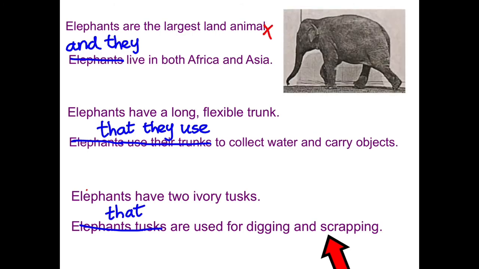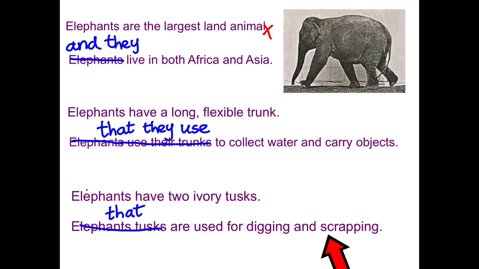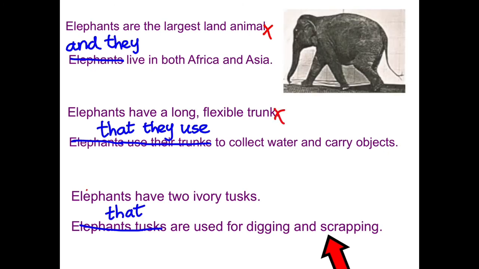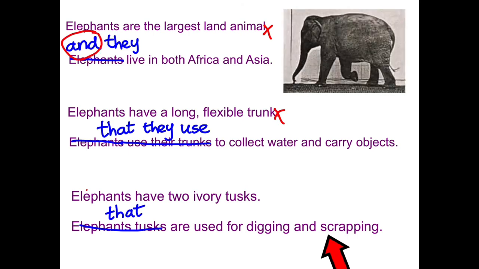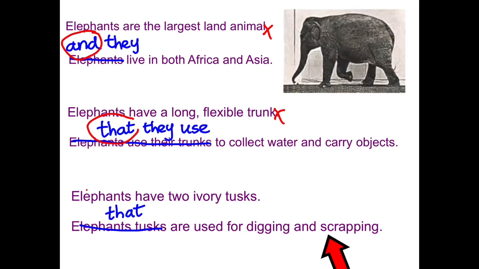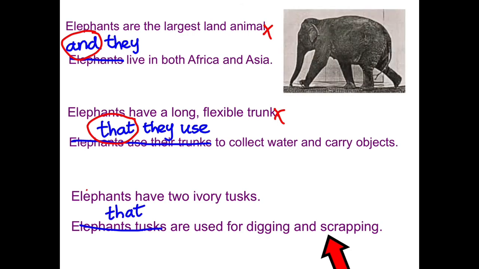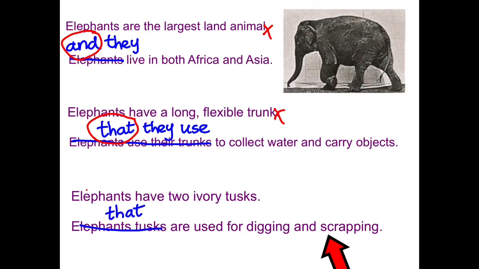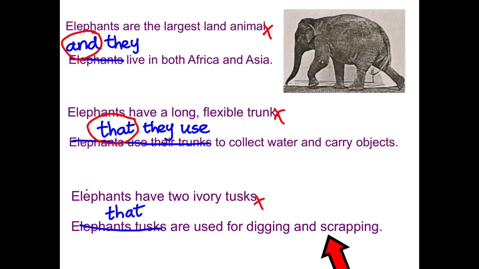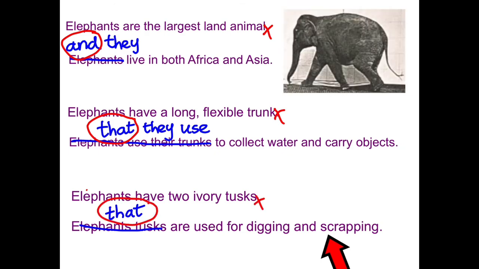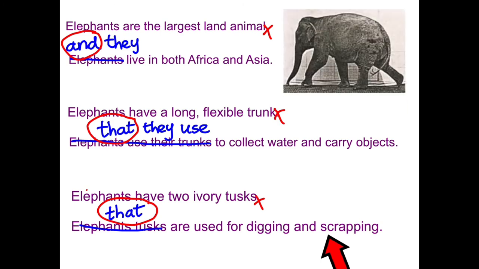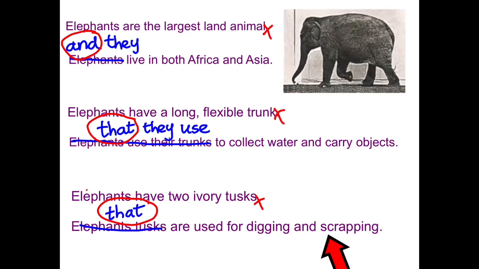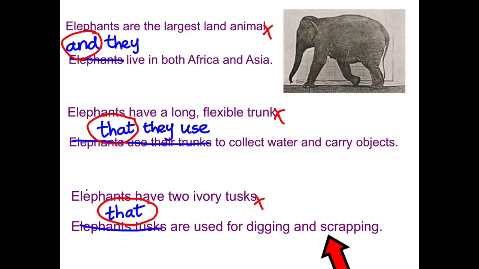Elephants have a long flexible trunk that they use to collect water and carry objects. Cross out that full stop. So this one I used the conjunction and this one I used that. Though I did have to add a couple of other words so it still made sense. Elephants have two ivory tusks that are used for digging and scraping. So in that case, I only needed one word. I just used that. Now you may have used different words, but as long as it makes sense, that's fine. But it has got rid of all that elephants, elephants, elephants. It means we've halved the number of times we've said elephants.